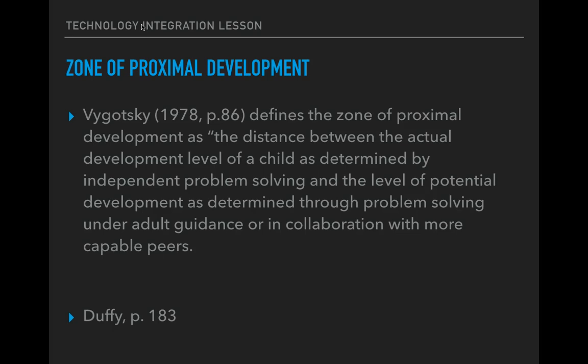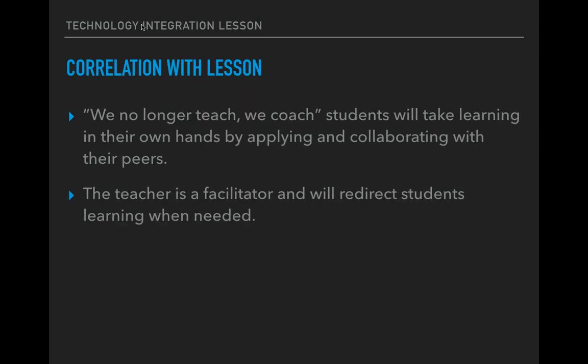Vygotsky defines the zone of proximal development as the distance between the actual development level of a child as determined by independent problem solving and the level of potential development as determined through problem solving under adult guidance or in collaboration with more capable peers.